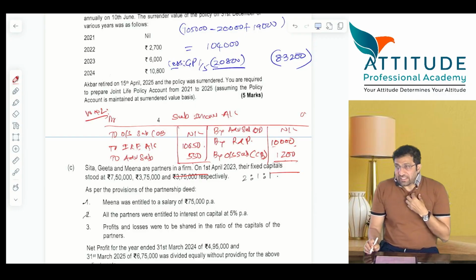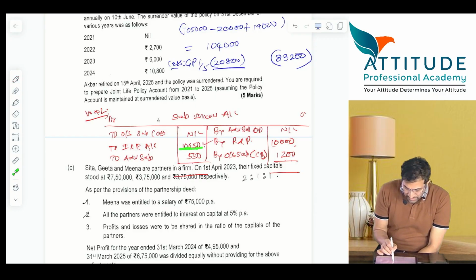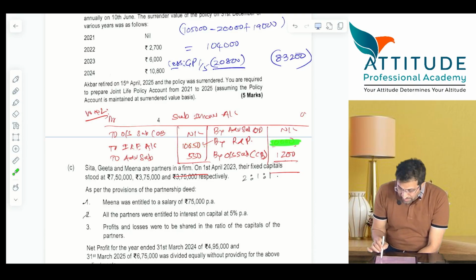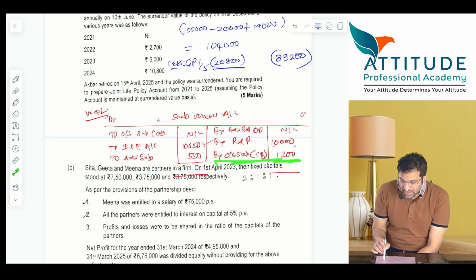Now wait guys, wait, I want to ask you something. This 10,650, 10,000 has come in receipts and payments. Where will these two items, 1,200 and 550, come, in opening balance sheet or closing balance sheet? Go to closing balance sheet. Outstanding subscription 1,200, asset side, in the closing balance sheet.